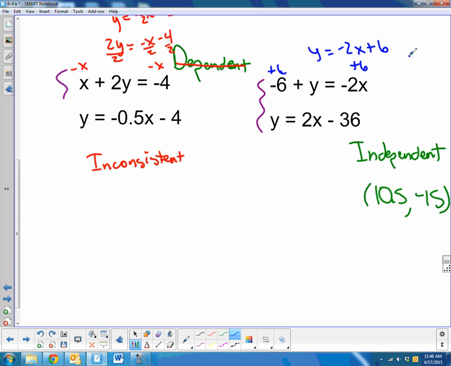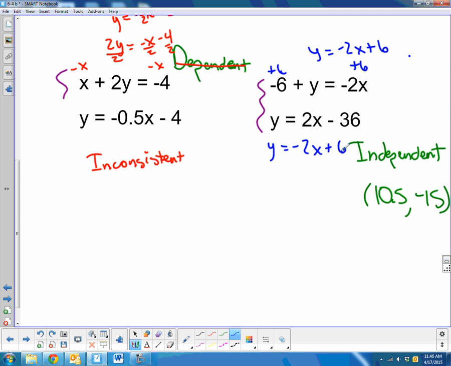Now that is definitely different than the other line. The slope on this one, 2. The slope on this one, negative 2. Different slopes, not parallel. And so we can find a solution. They will intersect at some point. I've got them both set up with y equals. I'm going to do this one by elimination, just for funsies. So I'm going to take that first equation, y equals negative 2x plus 6.